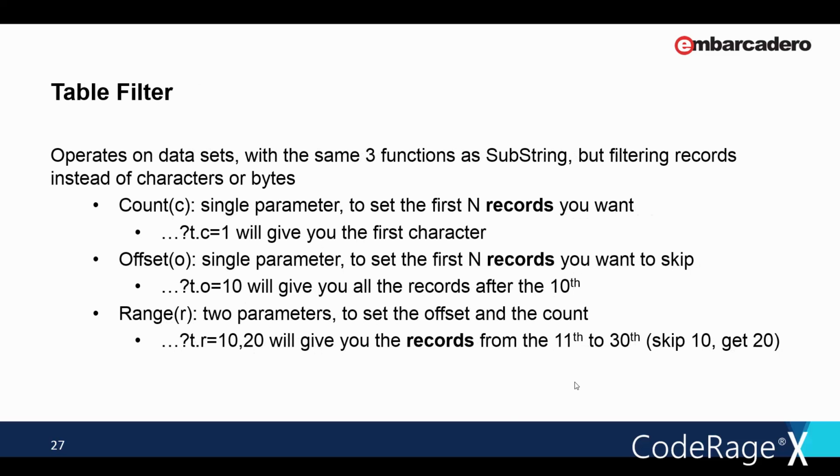The table filter has the same three functions, but they operate over the records of a table, of a data set. So you can specify the number of records you want to send to the client, starting from the first, using the count function. You can tell the server which records you want to skip sending to the client using the offset function, or using the range function, you can tell both things at the same time, telling the server where you want to start and how many records you want to send to the client.